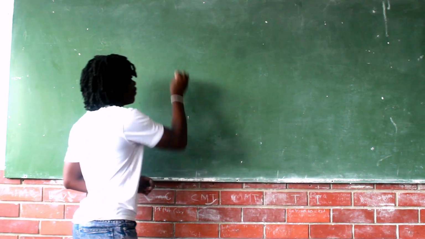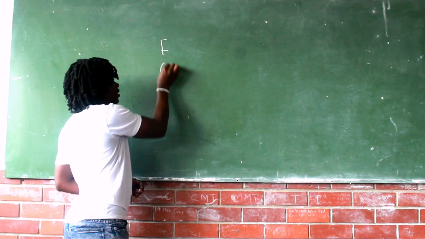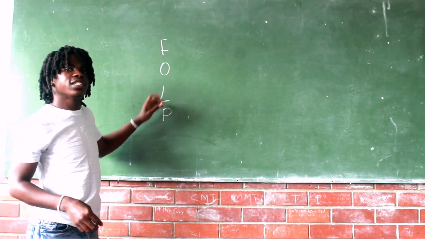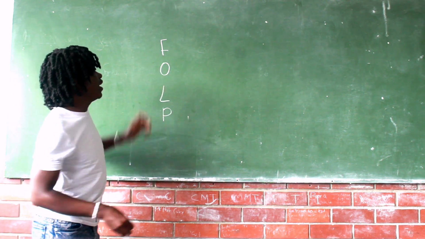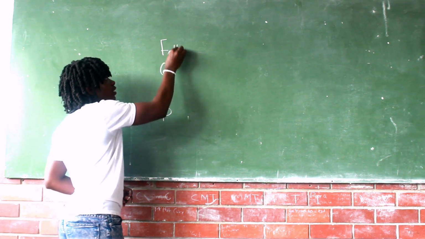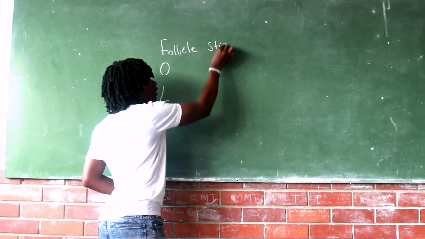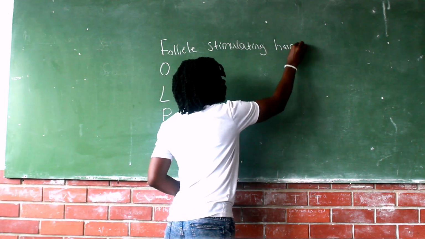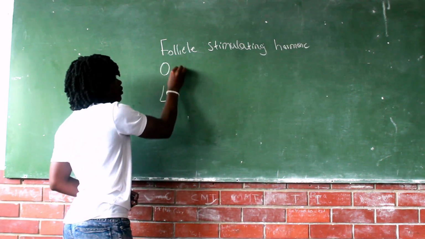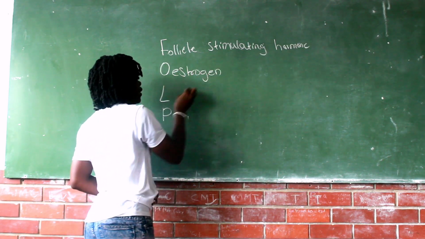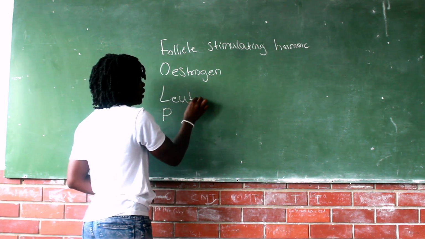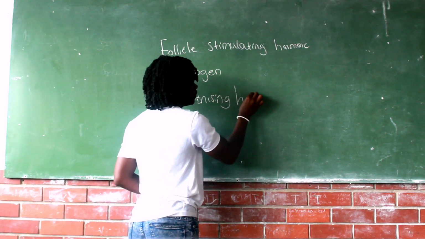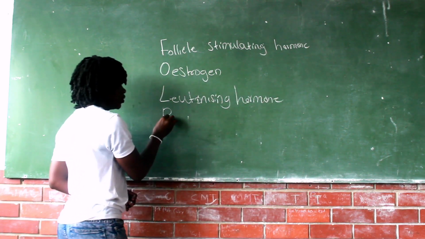Okay, so we have this acronym which is FLEP. Each of these letters represents a hormone. The first one is follicle stimulating hormone. The second one is estrogen. The third one is luteinizing hormone. And the last one is progesterone.